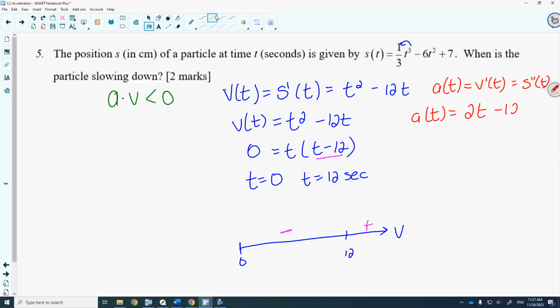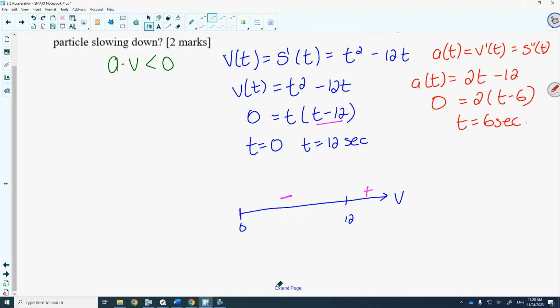2t minus 12. Set that equal to 0 and factor. Let's factor out a 2, and we're going to get t minus 6. Time here is 6 seconds. Okay, we're going to check when our acceleration is positive and when our acceleration is negative.